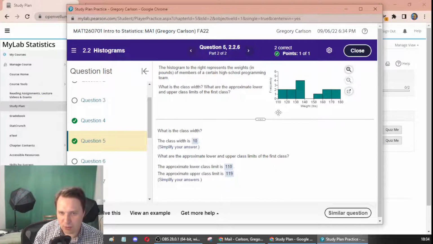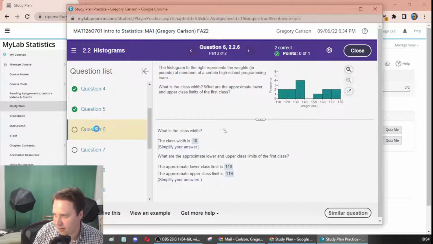The midpoint would be at 119.5. So anything below 119.5 would be counted in this first bar graph, and 119.5 or more would be included in this upper bar graph. So anyway, kind of annoying.